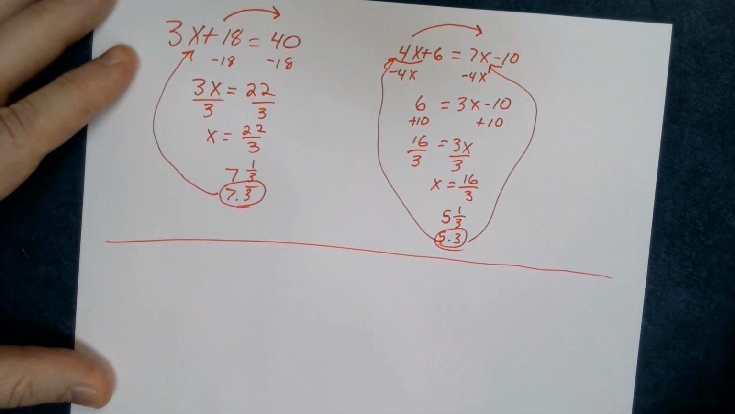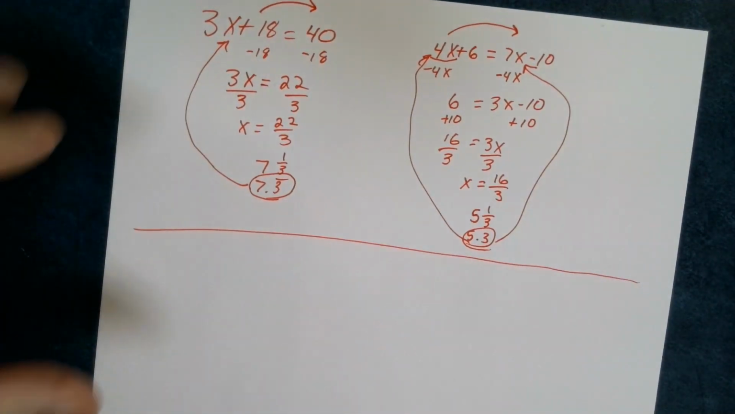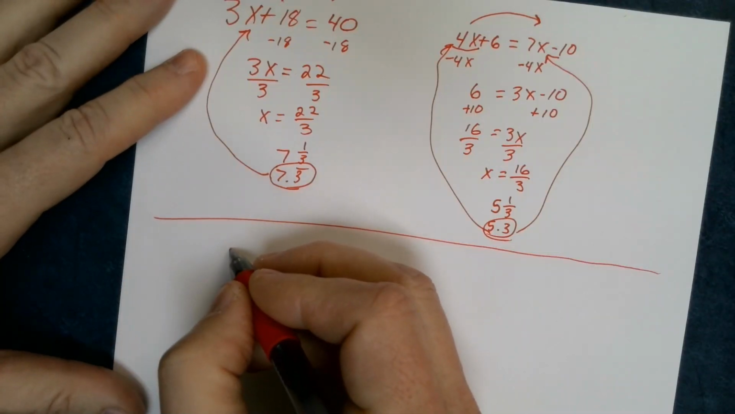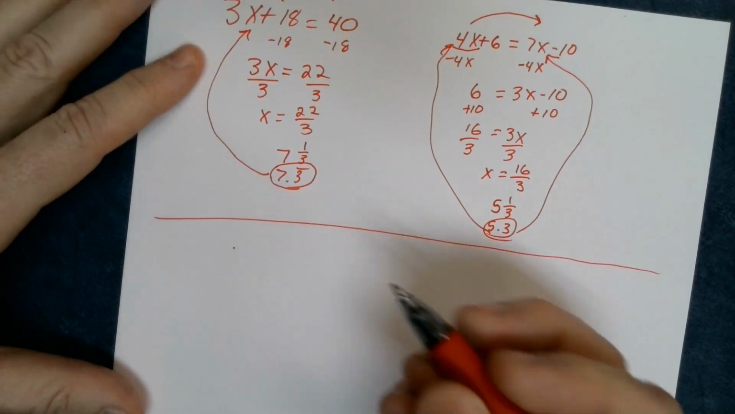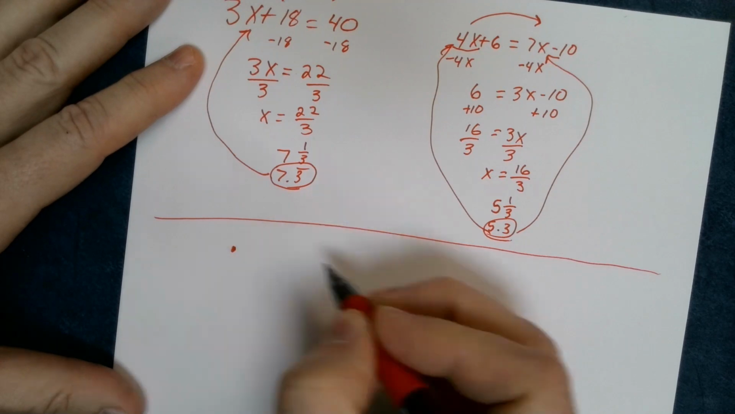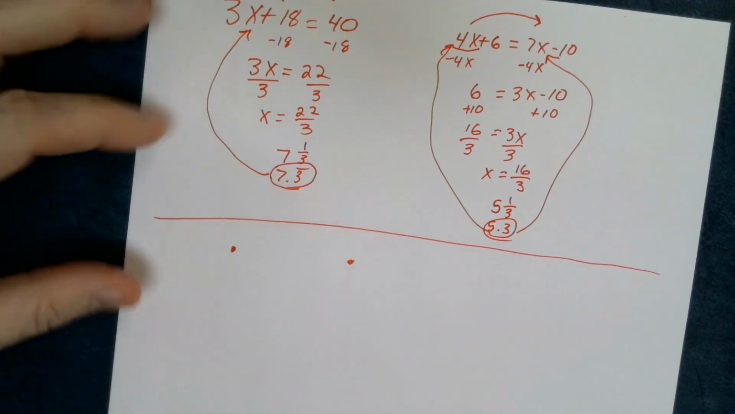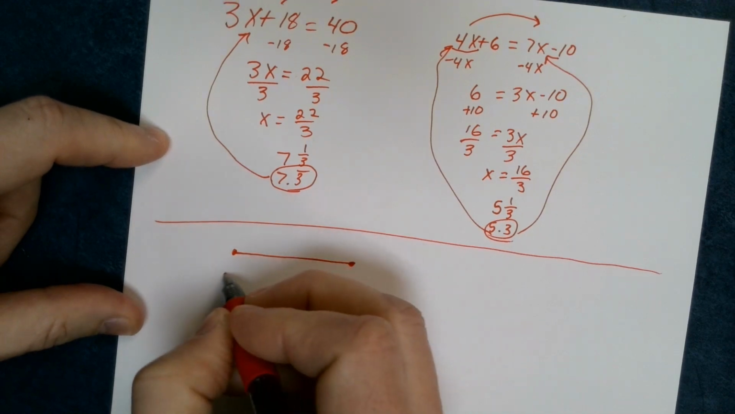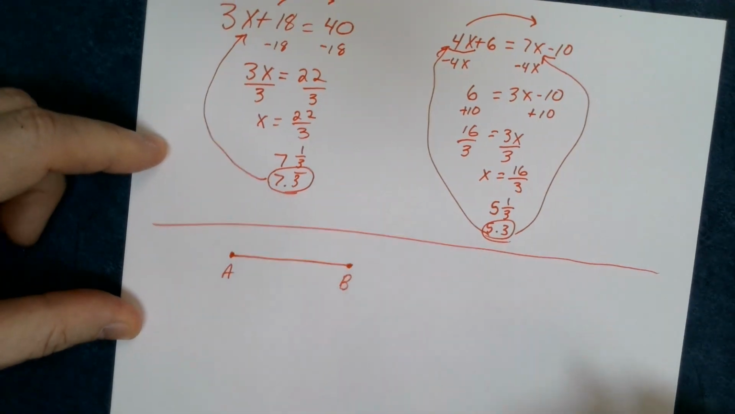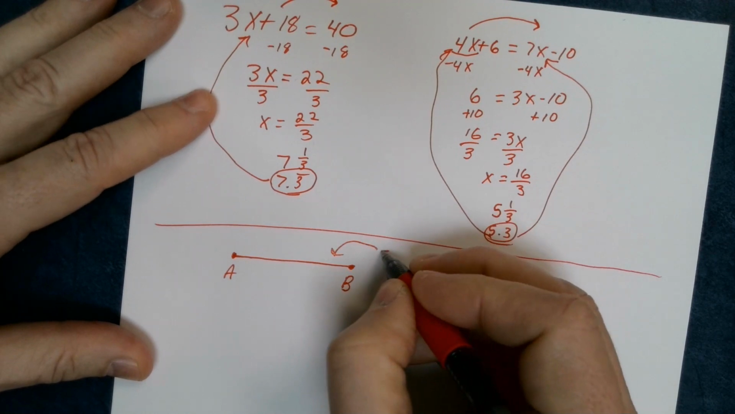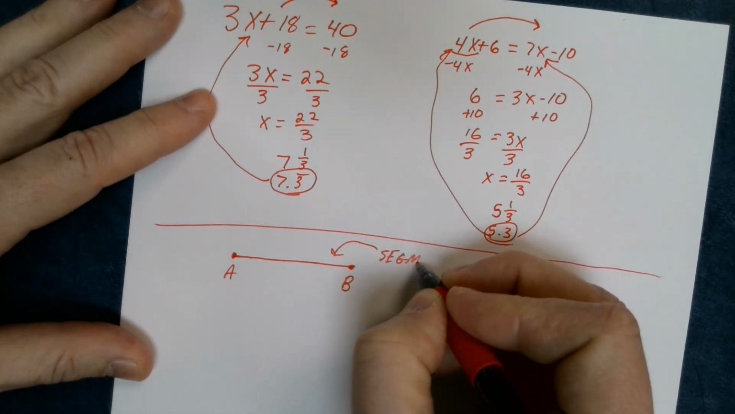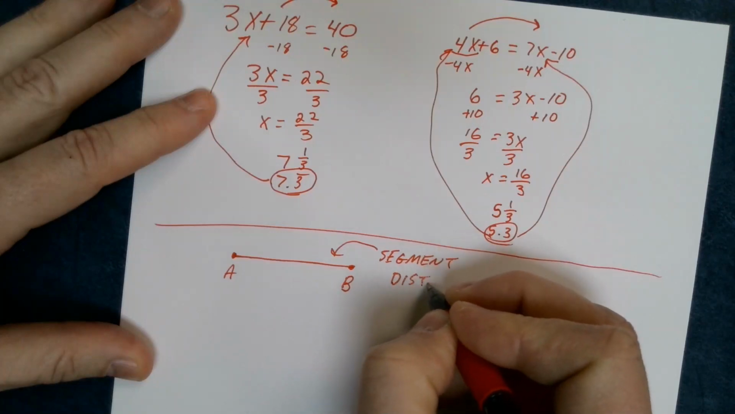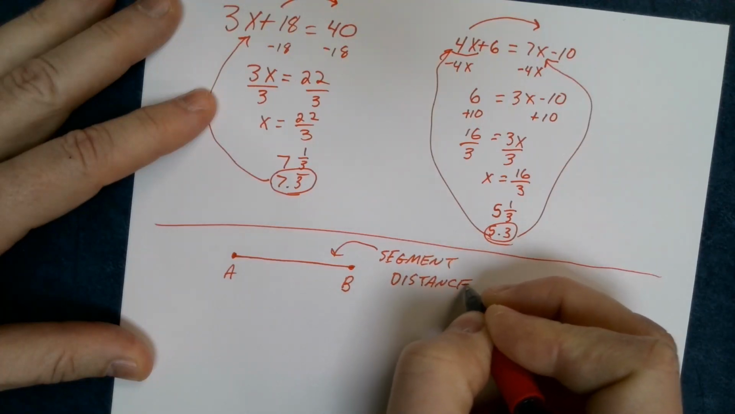Now the next thing I'm going to deal with is shapes. And I feel like shapes have really given some people some trouble. So before I even do that, I'm going to talk about 2 points. If I connect 2 points right here from A to B, this is called a segment. And a segment has a distance. It's how far it is, how long it is, and we could measure that.